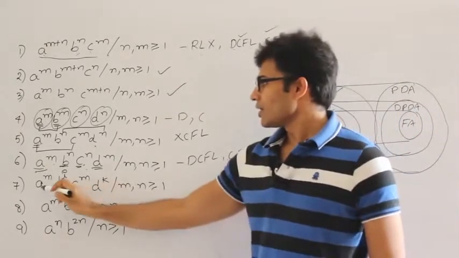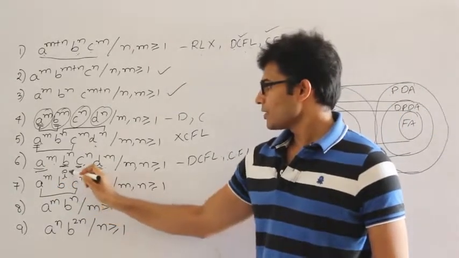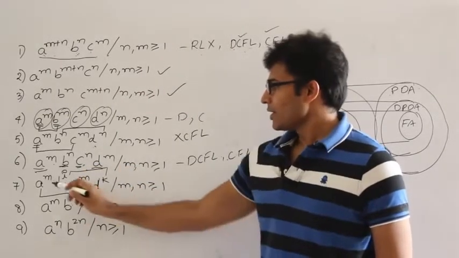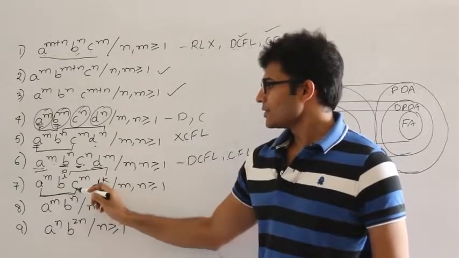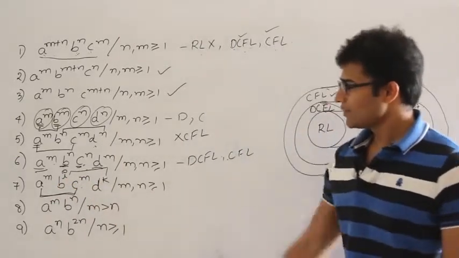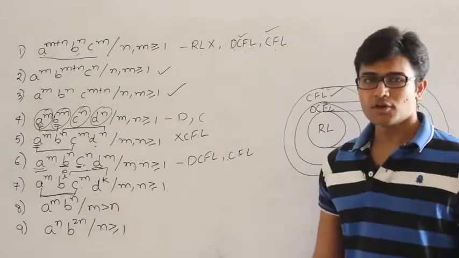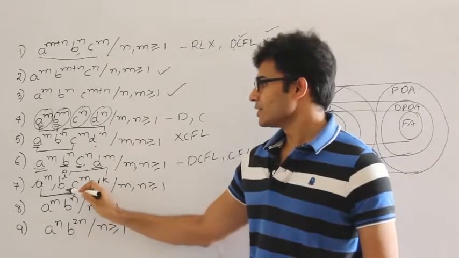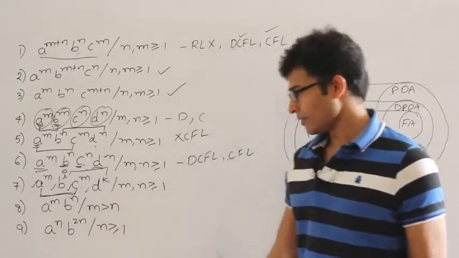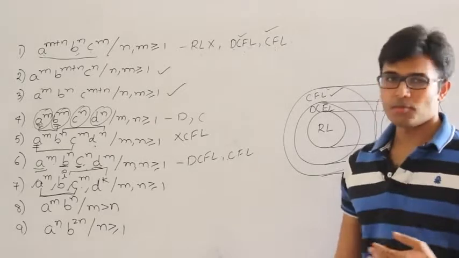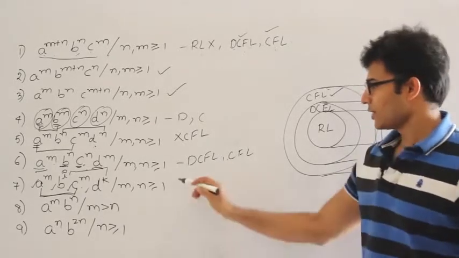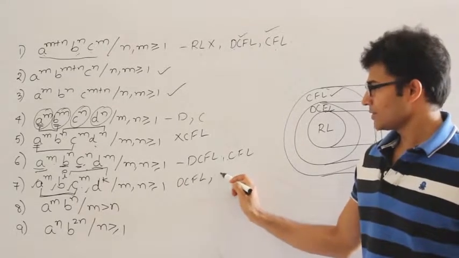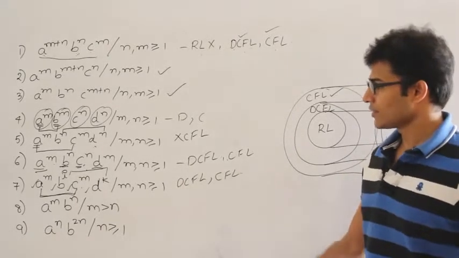And see this one, a power m, b, c power m, and then b power i, d power k, and the language is infinite. A's have to be compared against c's, therefore not regular, but it is context free and moreover deterministic context free. Why? A's push, b's don't do anything, c's pop, d's don't do anything. We know exactly whether to push or pop. We don't need any non-determinism. Therefore this one is deterministic context free language and by extension context free language.